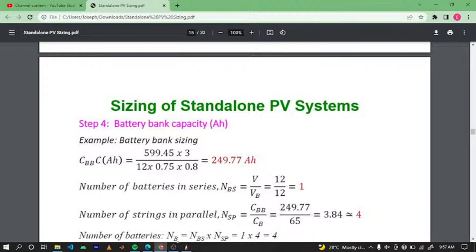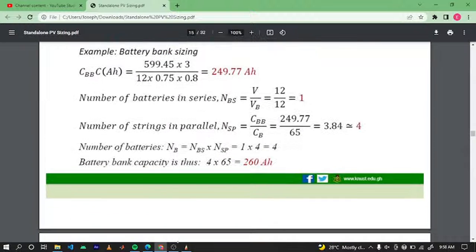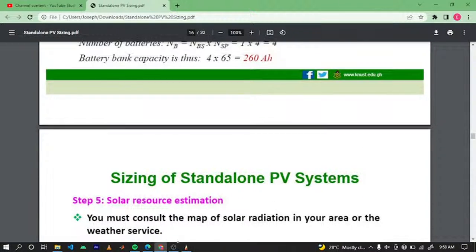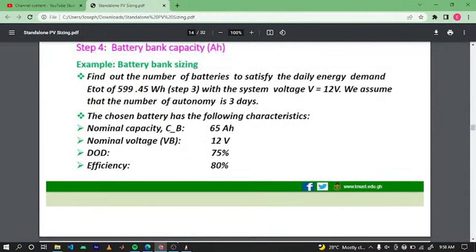So therefore, the total number of batteries is given by the product of these, that will give me 4. So the battery capacity that I'm supplying is 4 times 65. That's 260.